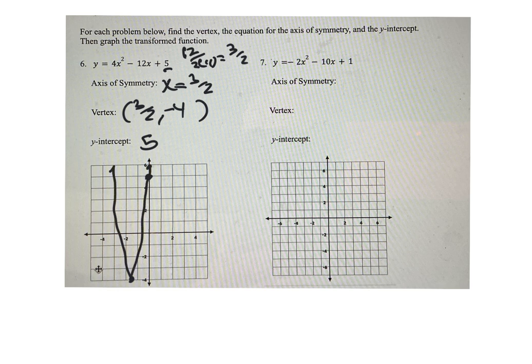Okay, the second one, same kind of deal. Negative b over 2a. So negative b is positive 10 over 2 times negative 2. That's really 10 over negative 4, which is negative 5 halves. Now, when I find that, that's the x part of the vertex. It's also the axis of symmetry. So it's really 2 answers.